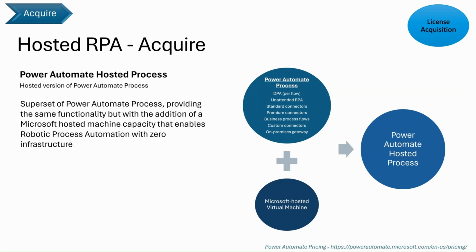The license that is required to run the Microsoft Power Automate hosted RPA is called the Power Automate hosted process. That's the license that is required for you to run the automations in a Microsoft hosted RPA infrastructure. It is a superset of the Power Automate process where it includes the Microsoft hosted virtual machine along with the capability to run automations in an unattended manner.